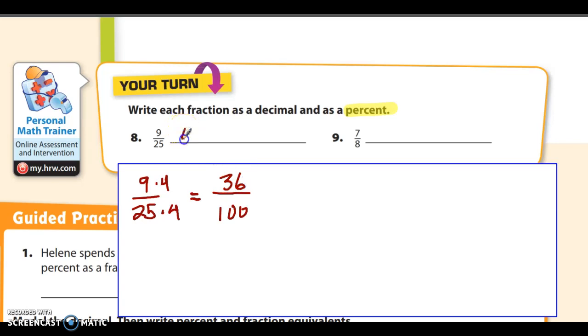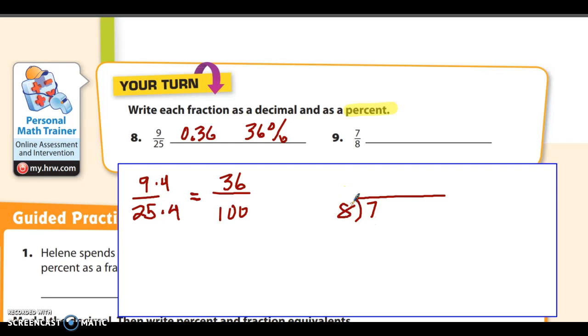I was asked to do two things. I was asked to write it as a decimal, and the 36 over 100 means 36 in the hundredths place as a decimal, and as a percent, it's 36%. Super easy. Number 9 is much harder because on number 9, 8 is not a factor or a multiple of 100, so we use long division, where we divide our numerator by our denominator.